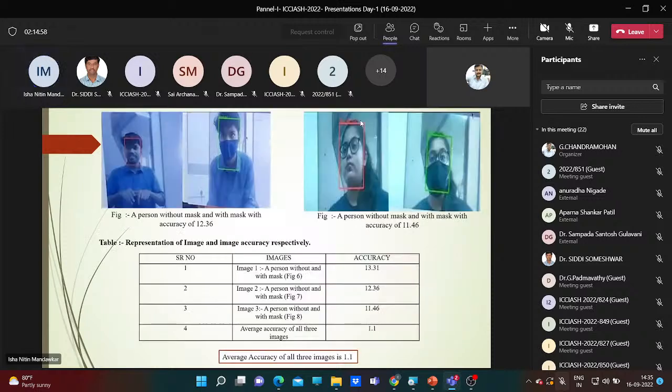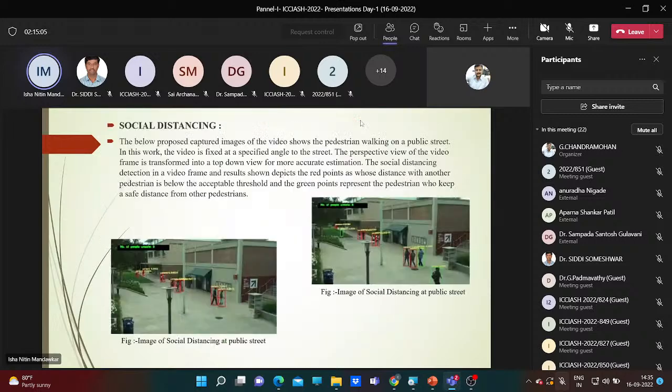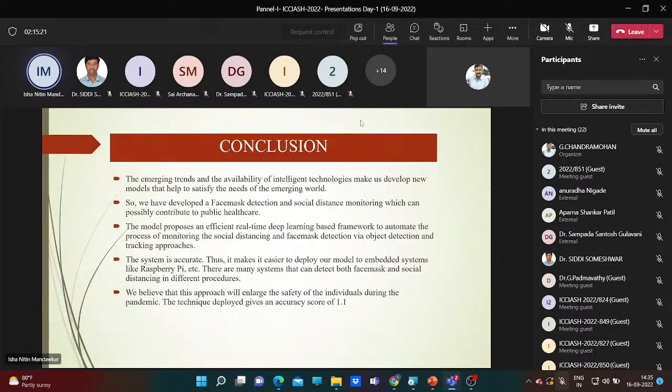In such cases, their accuracy is measured, and the average accuracy of all the images is 1.1. You can see here the image, the individuals are close to each other, and hence it is displaying a red mark. And those who are far, it is displaying a green mark, showcasing that the guidelines are being followed.